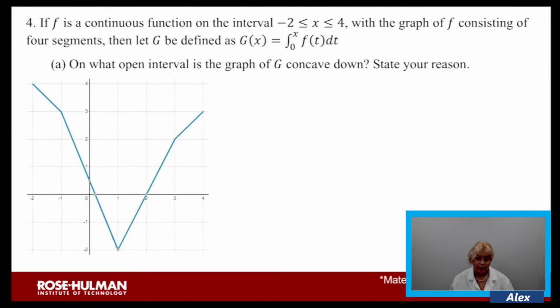So for this question, it says if f is a continuous function on the interval -2 ≤ x ≤ 4, with the graph of f consisting of 4 segments, then let g be defined as g of x equals the integral of f of t dt from 0 to x. On what open interval is the graph of g concave down? State your reason.